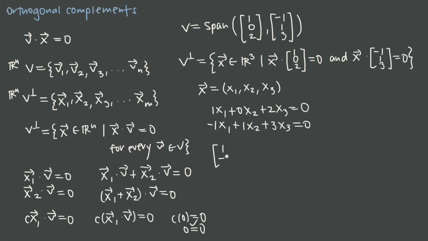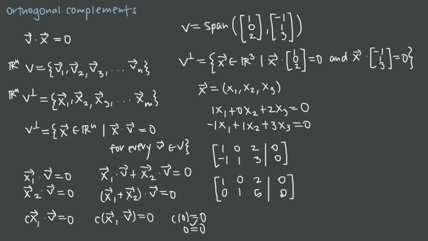So here we'll have 1, negative 1, the coefficients on x1, 0, 1, 2, 3, and we have this augmented with the 0 vector. To put this into reduced row echelon form, we can add the first and second rows to replace the second row. So we'll keep the first row, 1, 0, 2, and then 0. And here for the second row, we'll say negative 1 plus 1 is 0, 1 plus 0 is 1, 3 plus 2 is 5, and 0 plus 0 is 0.